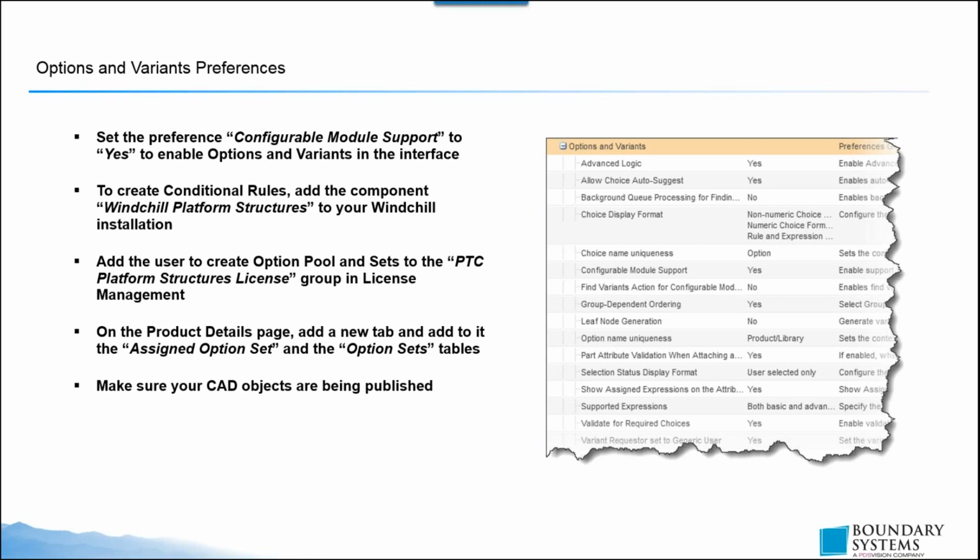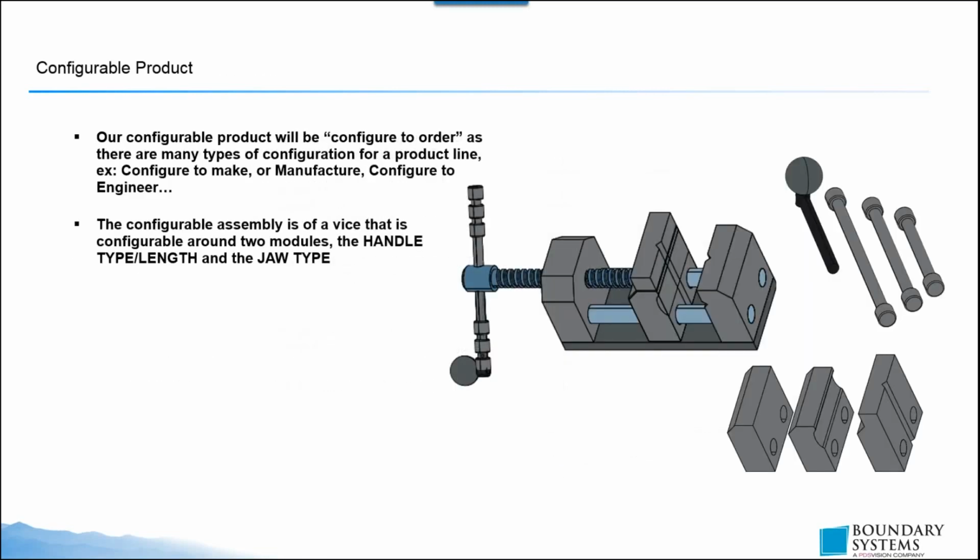I mean, obviously, you can take advantage of the options and variants, but to generate the variant BOMs, and if you want to visualize what the product looks like, all these CAD objects have to have representations, along with the WT parts associated with them. So a CAD publisher would be recommended.